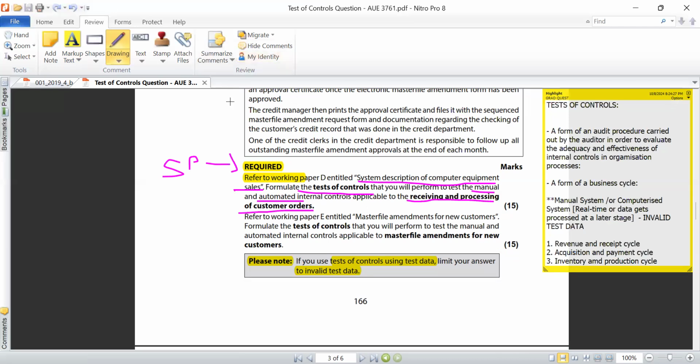I've got notes on these things, and I'll share them with you. But remember, a business cycle has stages and functions. The specific function they want you to evaluate in this instance is the receiving and processing of customer orders, for 15 marks. Mark allocation should guide the number of procedures you give. You take the 15 marks and divide it by 1.5 to give you the number of procedures you should give out. So in this case, it's how much? 15 divided by 1.5.